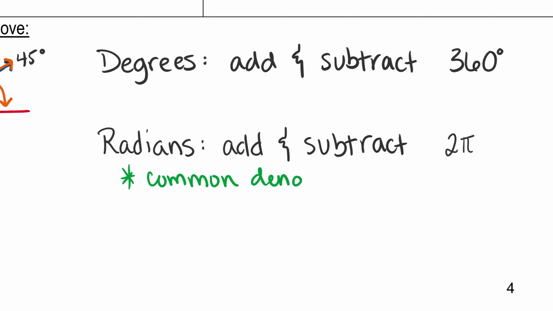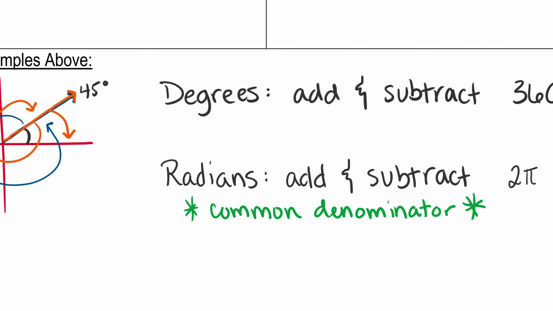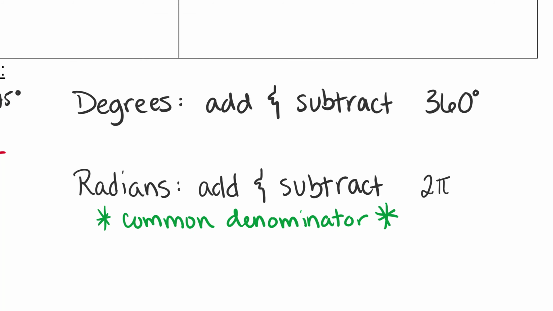Because most, I won't say all because that's not true, most radians are in fraction form of some kind. That's the only way you have an exact measure. So for radians, you may have to convert 2 pi to some fraction of pi, depending on your fraction. And we'll do that in the example. So pretty much you're just adding, subtracting either 360 degrees or 2 pi.